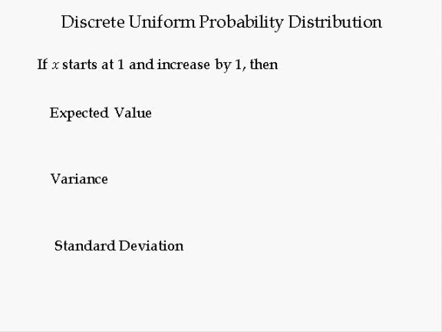For any discrete uniform random variable starting at 1 that increases by 1 to n, the expected value is n plus 1 divided by 2. The variance is n squared minus 1, divided by 12. The standard deviation is the square root of the variance.